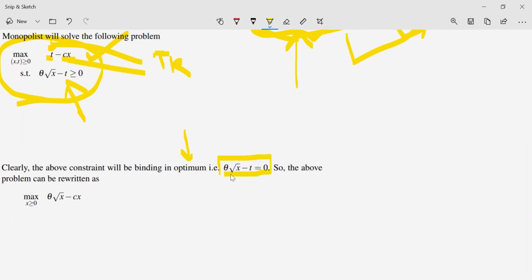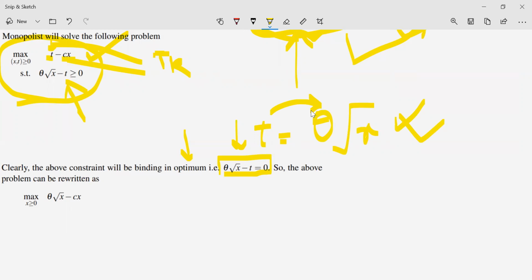So if theta root x minus t is equal to 0, from here I get t is equal to theta root x, right? Now, if t is equal to theta root x, I mean, the amount that is charged by the monopolist is equal to this, then, okay, so let's explain this.